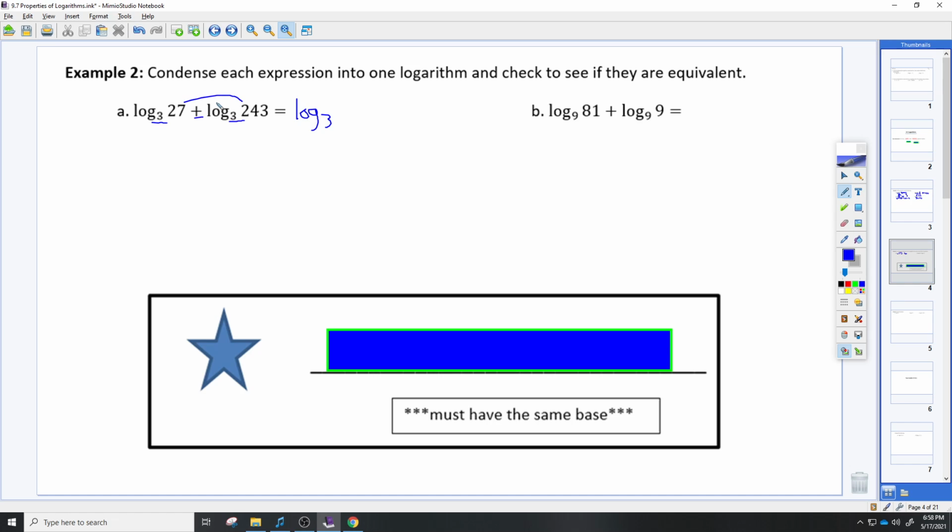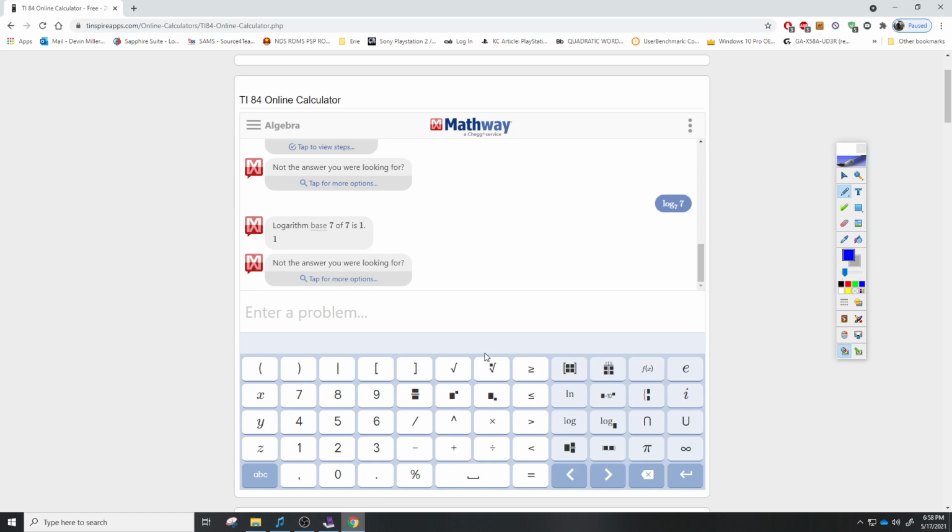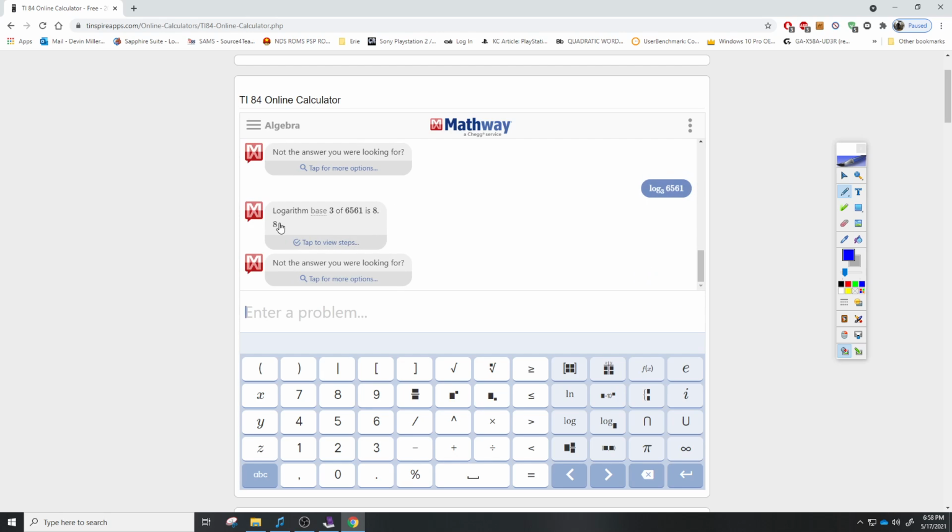243 times 27. So I get 6,561. Now let's see if that actually is the same answer as this one here if we add these two together. Let's do log base 3 of 6,561. That's an answer of 8.